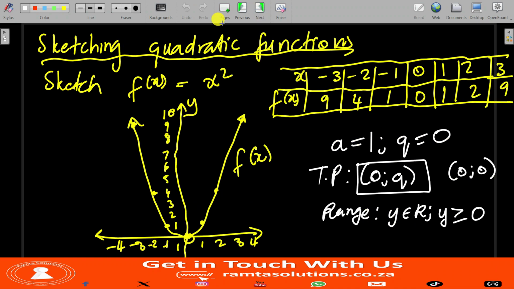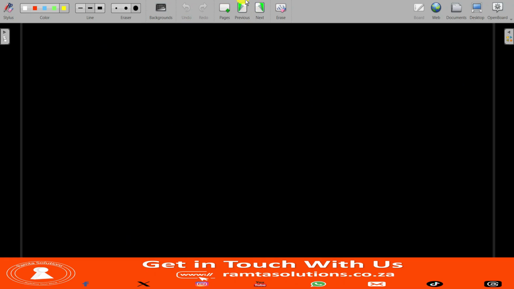And this is how you sketch quadratic functions. Okay? Perfect. Now, let's find equations of the parabola.